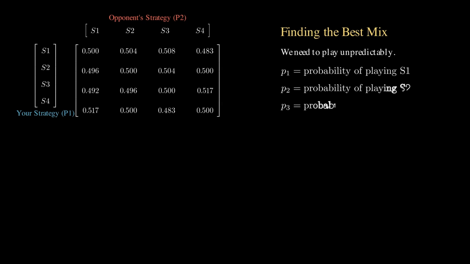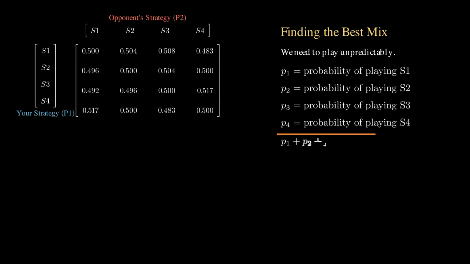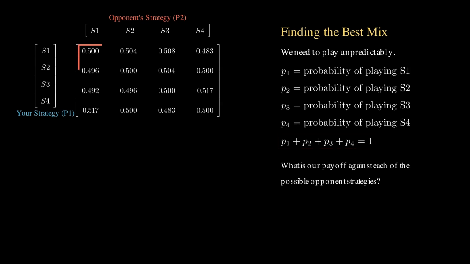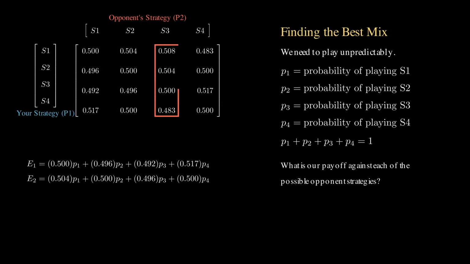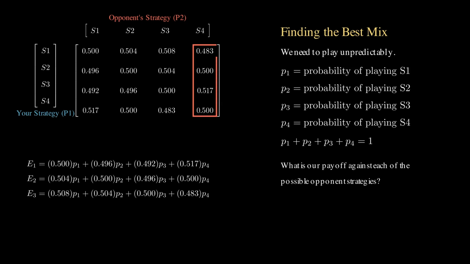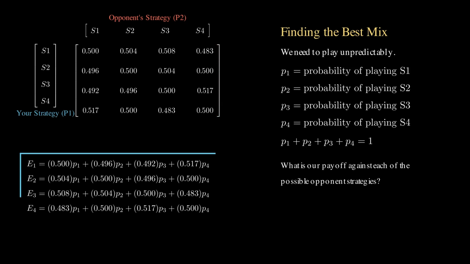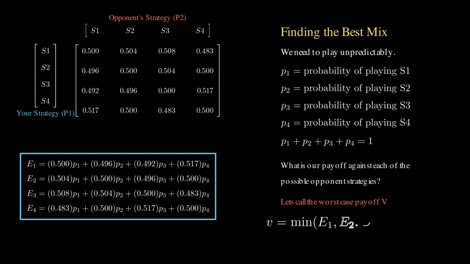Let's represent the probability of choosing action i as p_i. The equations on the left calculate our expected payoff for each of the opponent's possible actions. We want to maximize the worst case payoff. We'll call this the guaranteed minimum payoff V. Our objective is to find the probability distribution P that makes this guaranteed payoff V as high as possible.